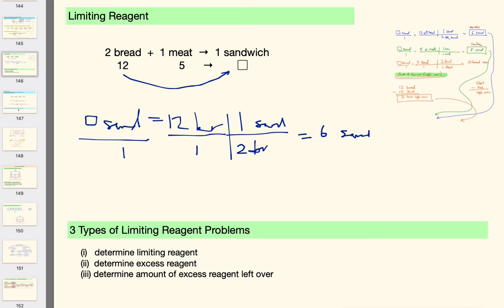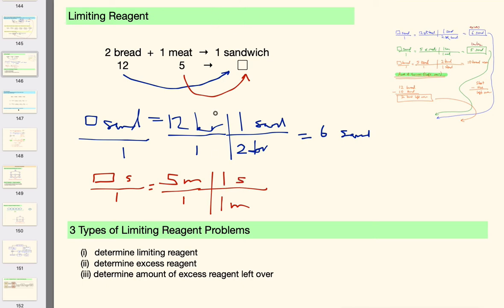Okay, well, let's try another one. How about meat? How many sandwiches can I make from 5 meats? Well, let's see. How many sandwiches can I get starting with 5 meats? Okay, what do I know? I know for every 1 meat, you're going to make 1 sandwich.